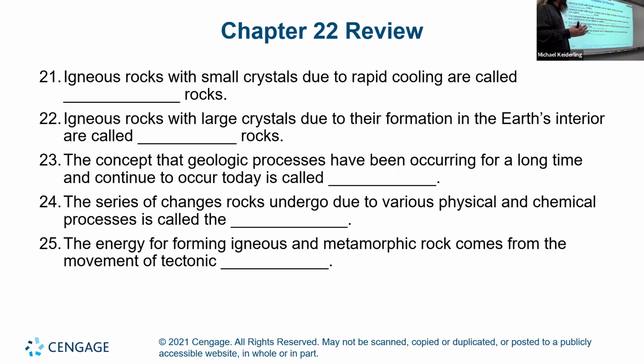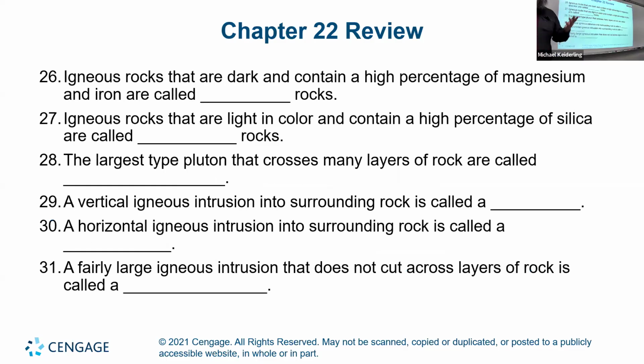The series of changes that rocks undergo due to various physical and chemical processes is called the rock cycle. The energy for forming igneous and metamorphic rock comes from the movement of tectonic plates, which is driven by the heat of the Earth itself. And igneous rocks that are dark and contain a high percentage of magnesium and iron are called mafic rocks. While igneous rocks that are light in color and contain a high percentage of silica are called felsic rocks.